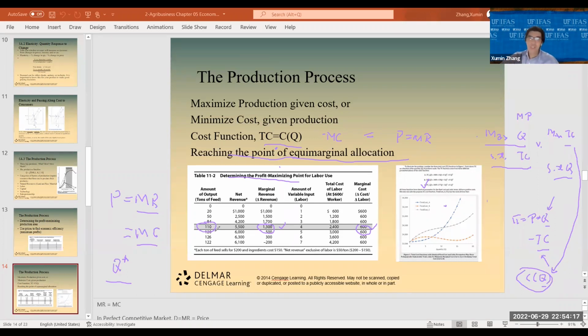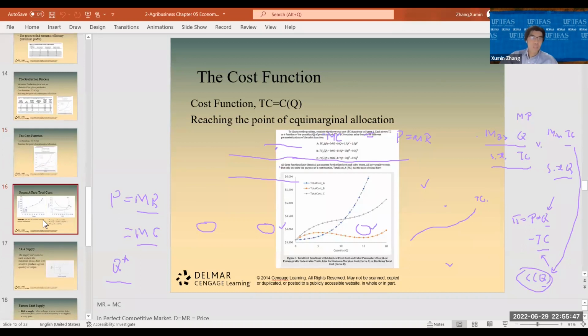If you say 110, yes, it is also a good answer. You cannot produce that accurate output level, right? When we do this in the classroom, we do the calculation, we can do that. But in reality, 110, 120, no big difference. The very last one is we need to make our production decision.